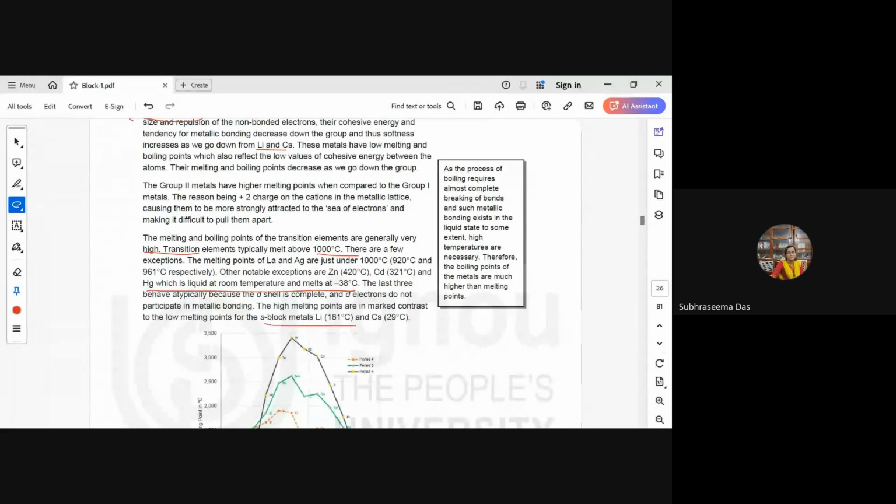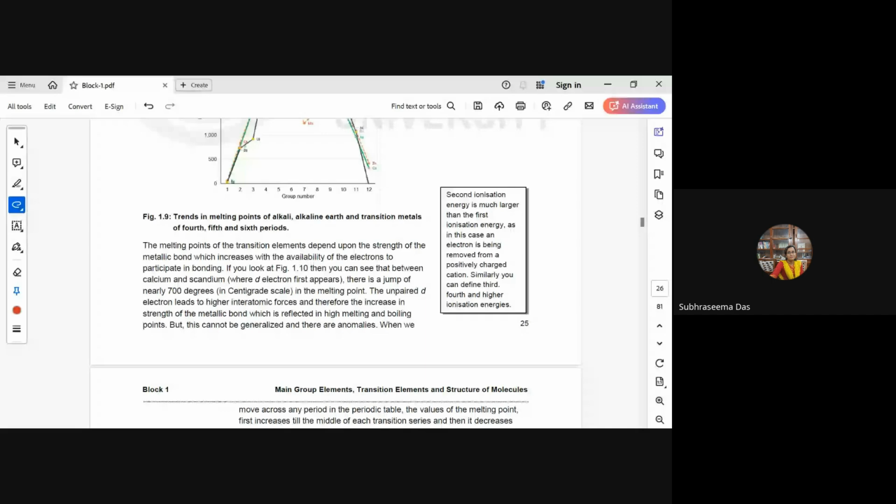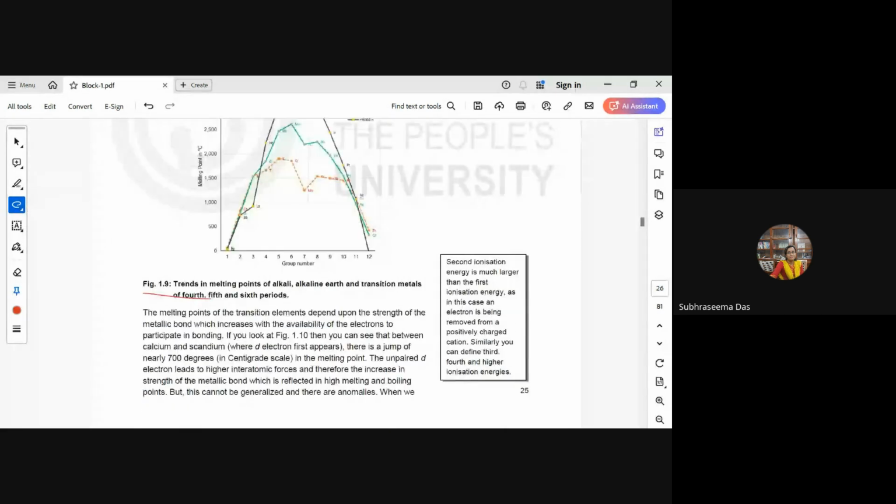elements. Typically the S block elements have low melting points: lithium is around 181 degrees centigrade, and cesium is 29 degrees centigrade. Whereas particular transition elements have melting points above 1000 degrees centigrade. So the melting points of the transition elements depend upon the strength of the metallic bond, which increases with the availability of the electrons. Now, in figure 1.2, the trends in the melting points of group 1, group 2, and the transition metals of the 4th, 5th, and 6th periods have been listed.